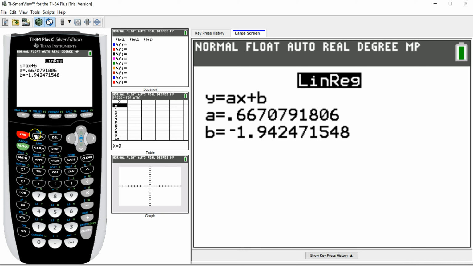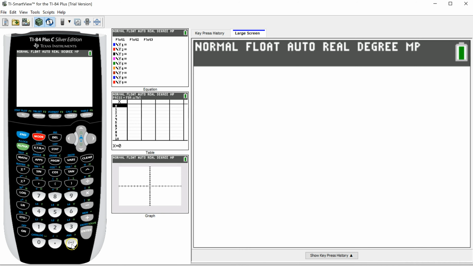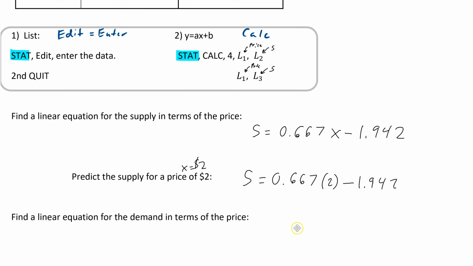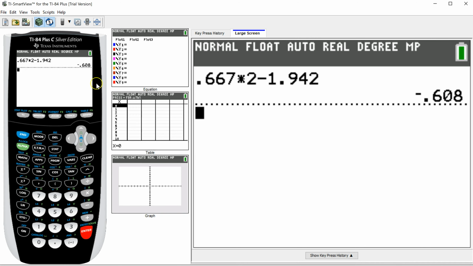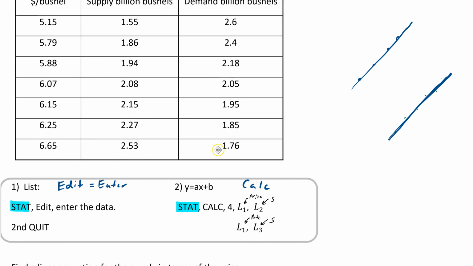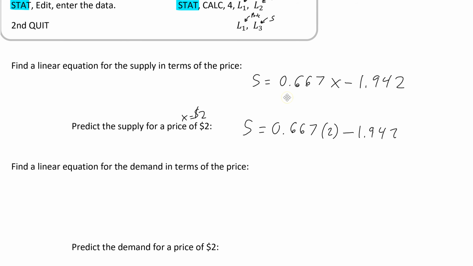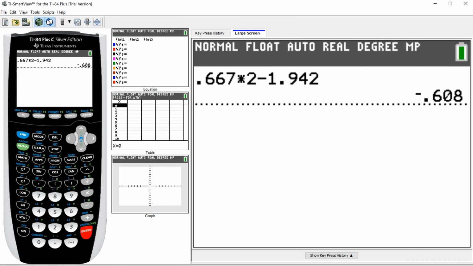So if we multiply this out, hit second, quit, we get 0.667 times 2 minus 1.94. We end up with negative 0.608 bushels. But it's not just bushels, it's billions of bushels. So negative 0.608, if I remember correctly, yep.